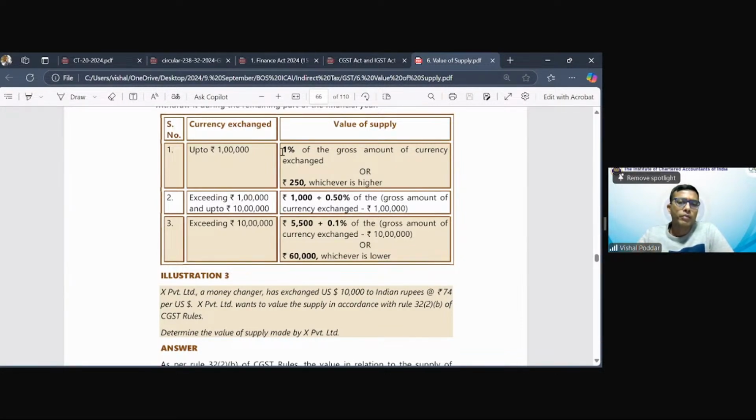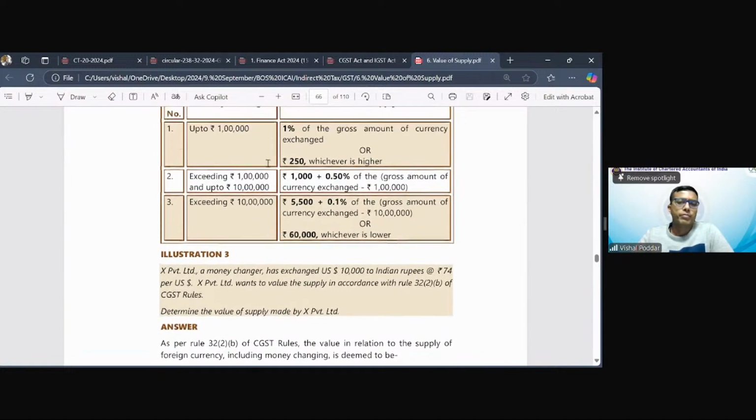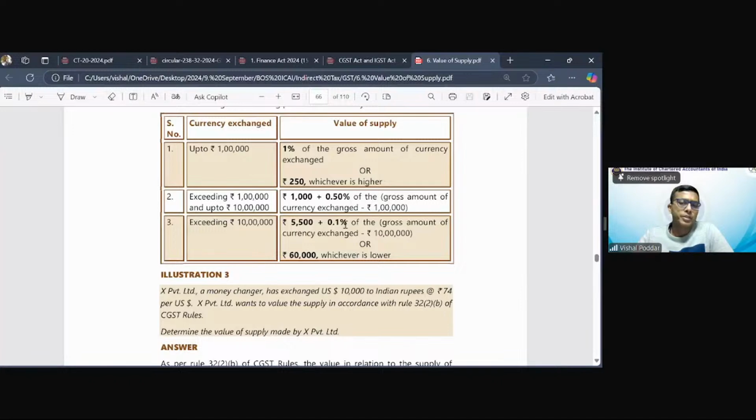So understand this, for the first 1 lakh, it is 1%. Then for the next 9 lakhs, that is from 1 lakh 1 to 10 lakhs, it is 0.5%. And then for the amount above 10 lakhs, you have 0.1%.